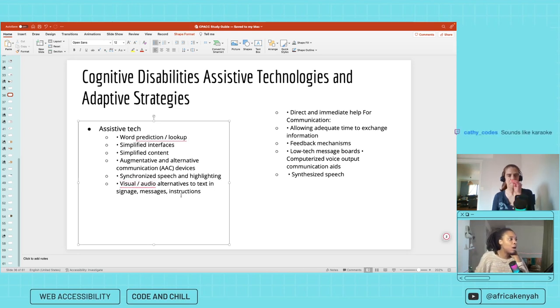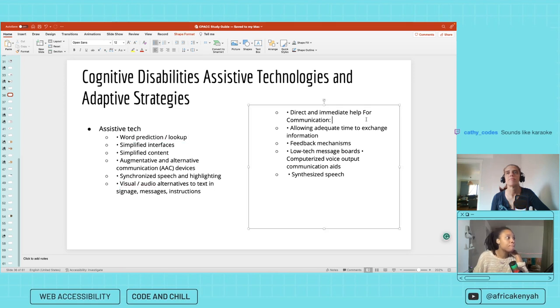We also have visual audio alternatives to text, like signages, messages, and instructions. Are these barriers? Let me see what I did here. No, that is under their list of strategies. Okay, strategies. Sorry, my notes on this slide are a little wonky.